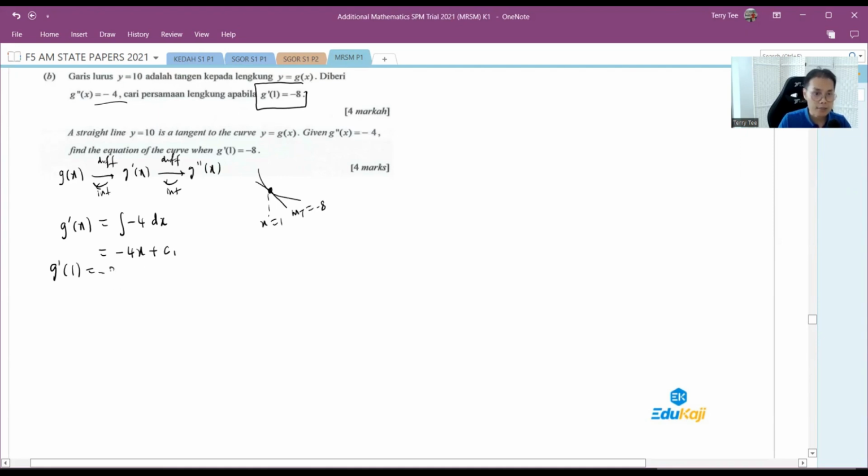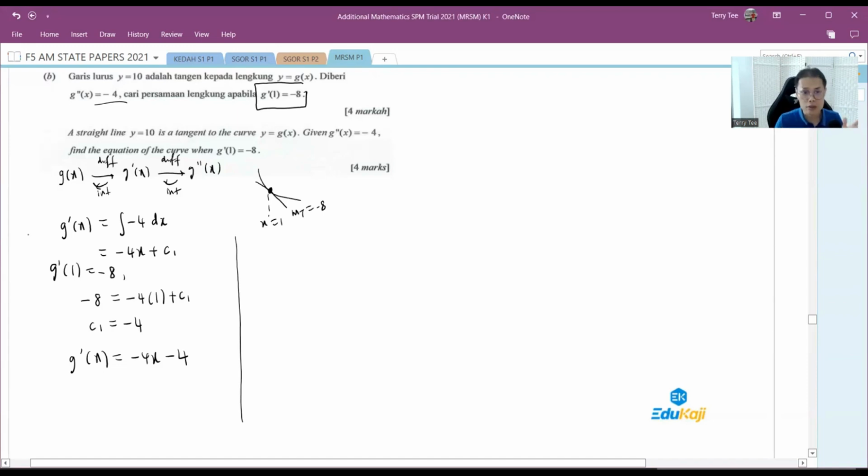So let's sub in: negative 8 equals negative 4 times 1 plus c1. Bring the negative over, your c1 is now negative 4. So my g prime x is now negative 4x minus 4. Now, I need to integrate a second time to find g(x). But to find the second value of c, I need a coordinate.